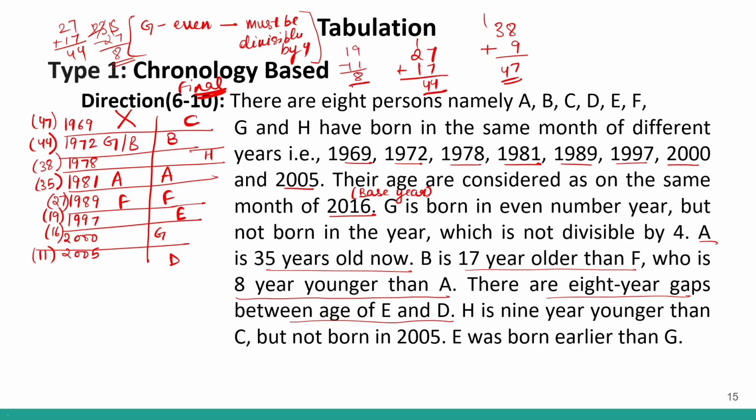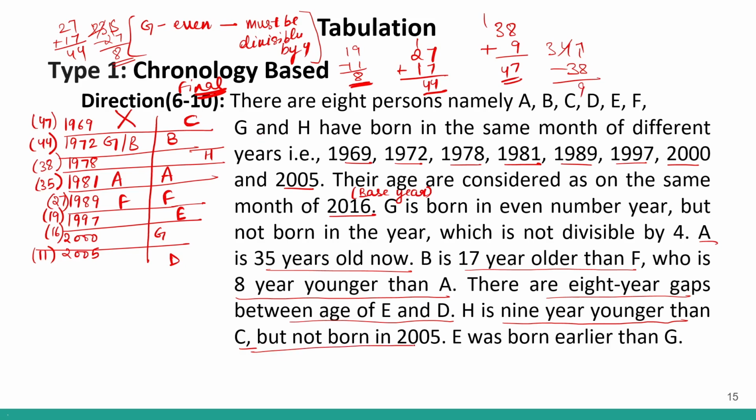So the gap is definitely 8 between them. So this is also true. H is 9 years younger than C. So over here H is 38 years old, C is 47 years old. If I subtract this, I'll get 9. Correct? So this condition is also true.